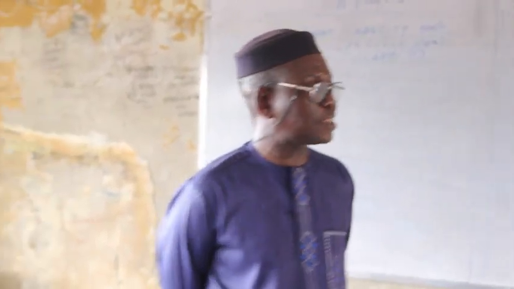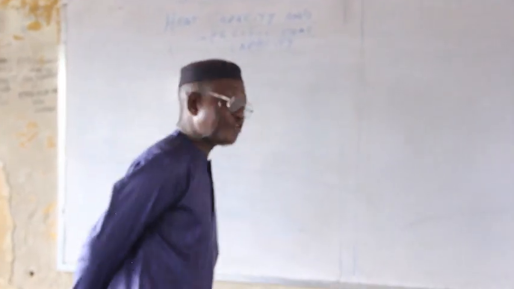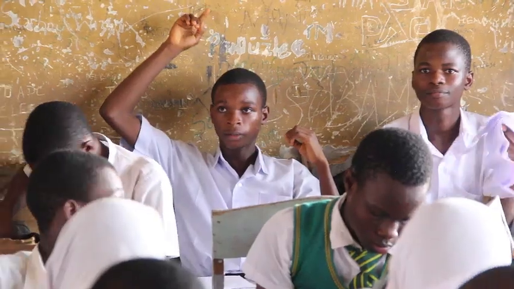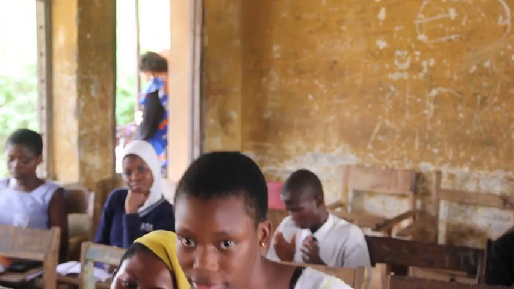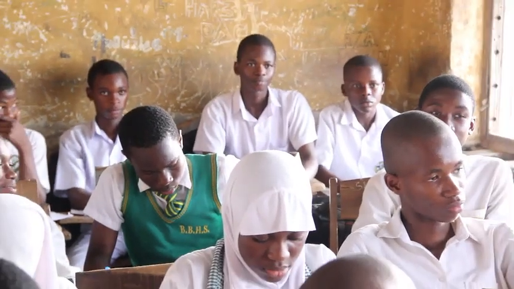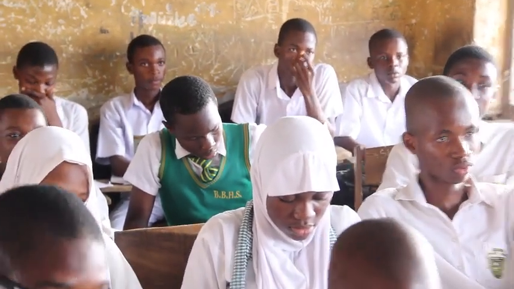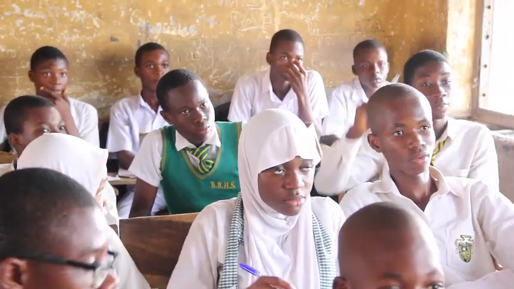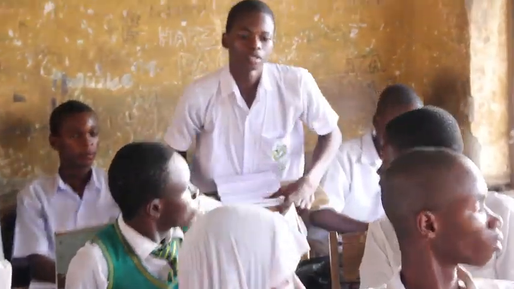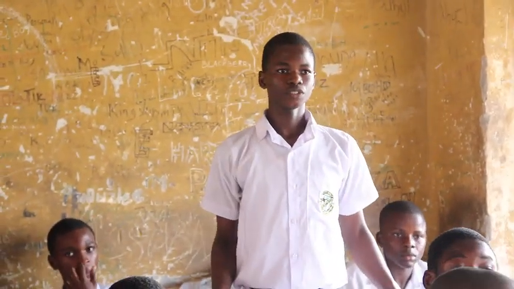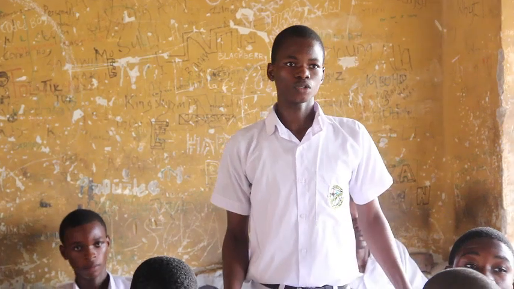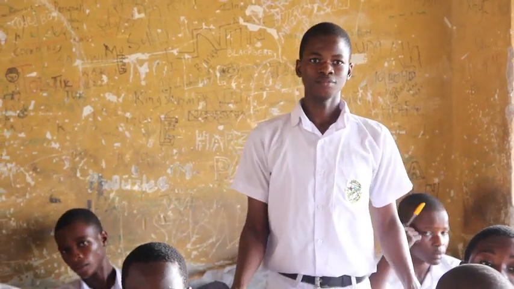Now today we want to look at heat capacity, specific heat capacity. Heat capacity is the quantity of heat required to raise the temperature of a substance by 1 Kelvin. Louder please. Heat capacity is the quantity of heat required to raise the temperature of a substance by 1 Kelvin. That's good. Clap for her. Clap for him too.